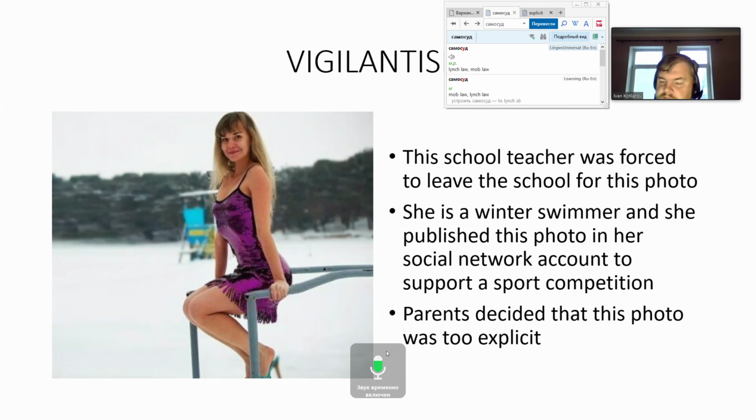Ladies and gentlemen, sorry, I found that word combination in English. It's like a lynch law or mob law. In Russian, it is samosud. Absolutely right. Vigilantism is a more popular term right now, but you're absolutely right. Okay. Thank you very much, ladies and gentlemen.